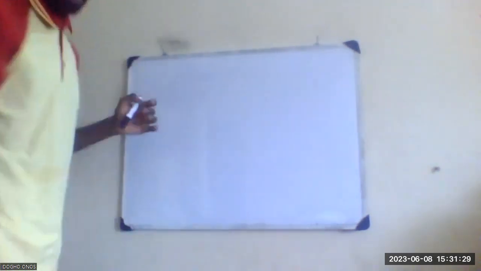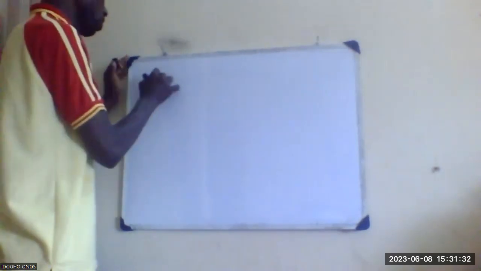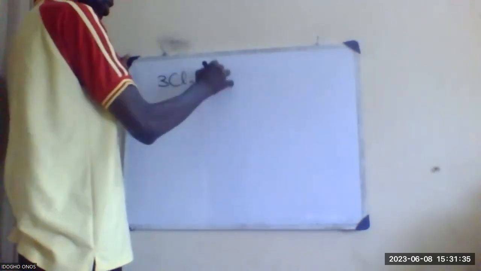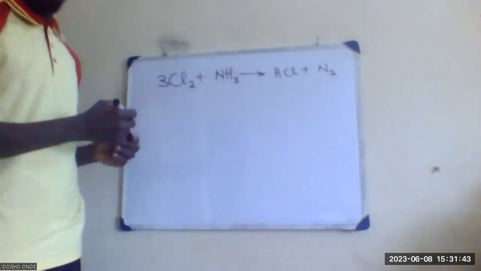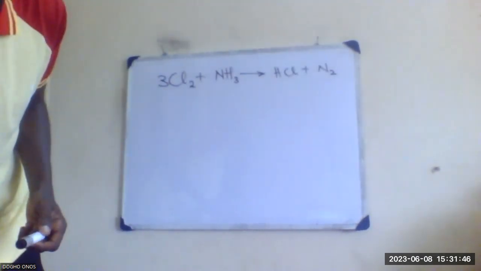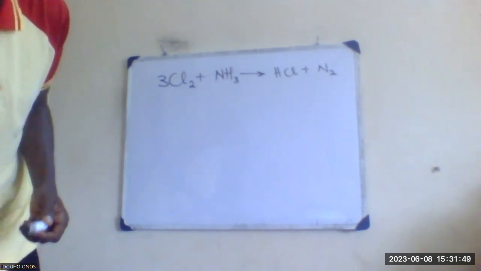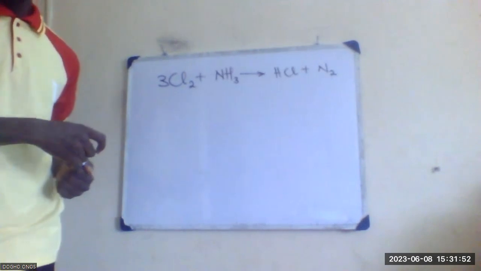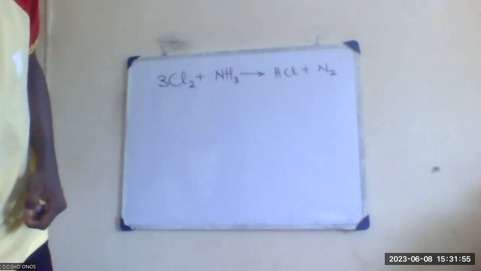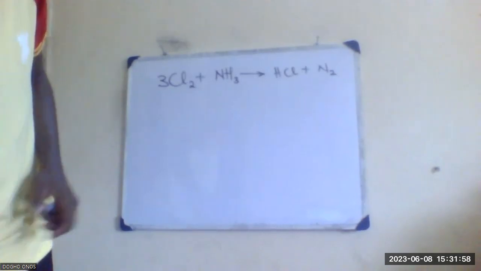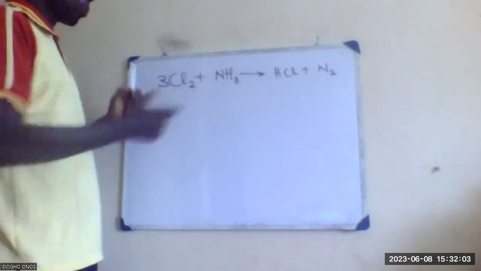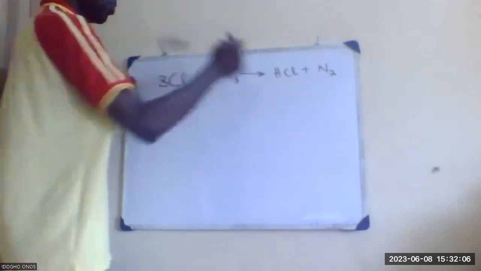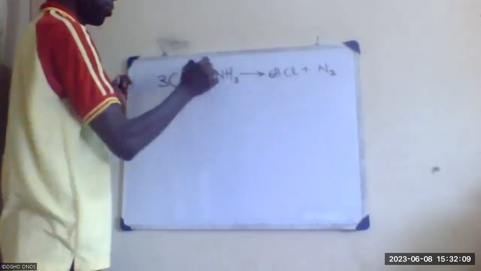Okay, if you get that, let's now look at the equation here. I have 3Cl2 reacting with ammonia to give you HCl and N2. Can we balance this equation together? To save time, this is 6 chlorine, so we put 6 here, 2 nitrogen, and we put 2 here.